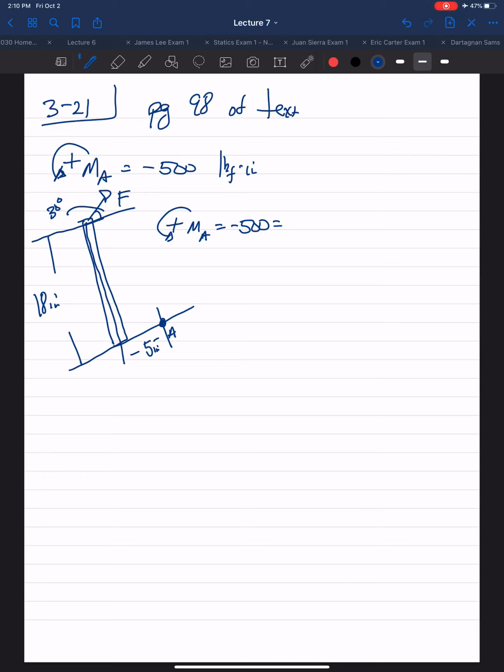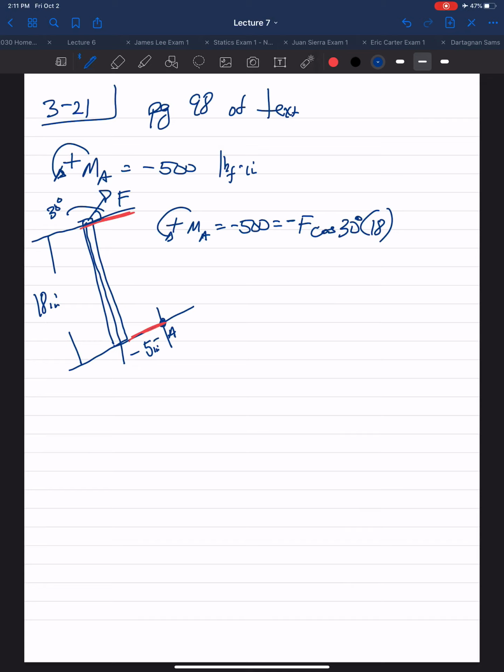So F, the horizontal leg will be cosine of 30, and it's pulling to the right about point A, so it's causing a clockwise rotation, negative. So it'll be negative F times, we said the horizontal leg, cosine of 30 degrees. Now, what's the perpendicular distance between this horizontal component and point A? Well, that's the 18 inches.